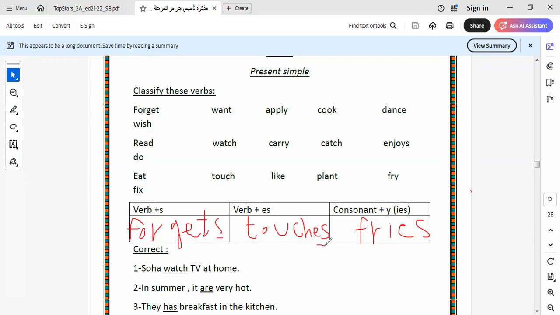Here we have forgets. Here we have touches, adding es to the verb. Here I omit y, like fry, and add ies to the verb. Let's go to the examples to know how to correct it.